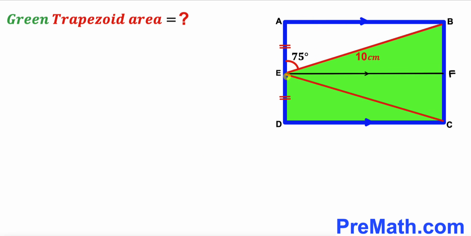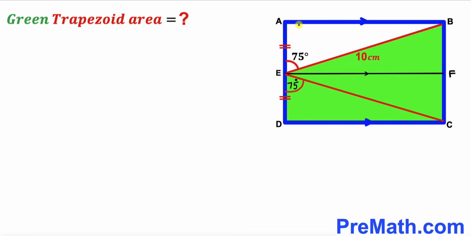And furthermore, if we draw this diagonal EC, then we can see that this diagonal EC is simply the reflection of this diagonal EB by the definition of symmetry. In other words, this angle has got to be 75 degrees as well.